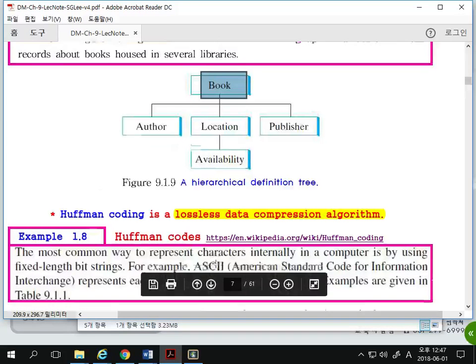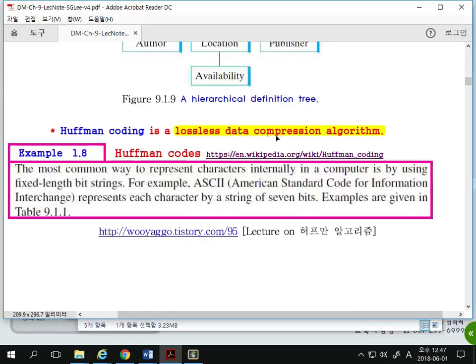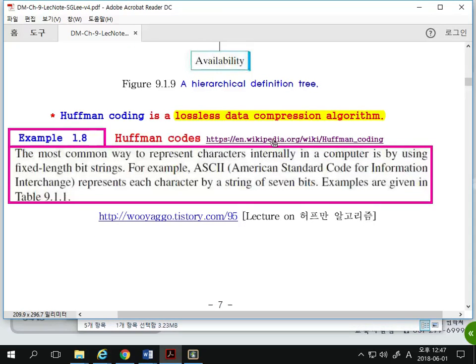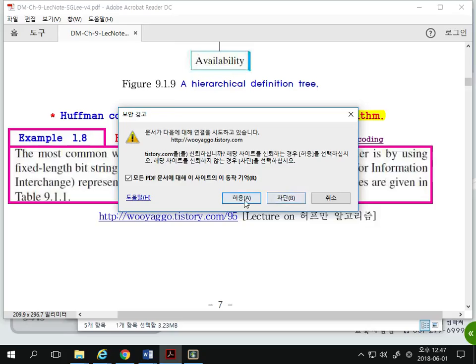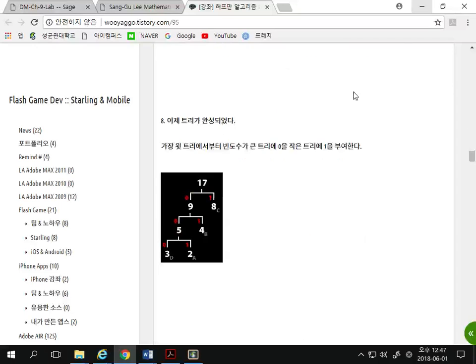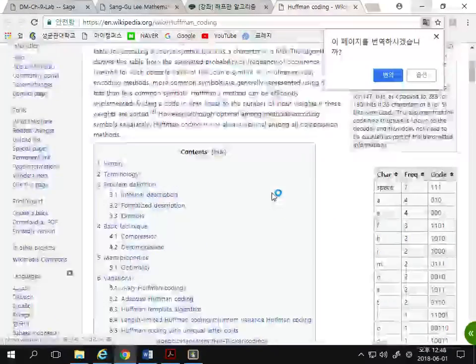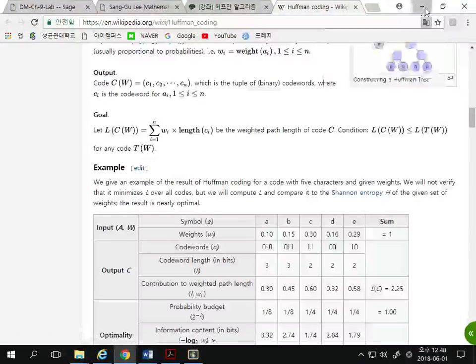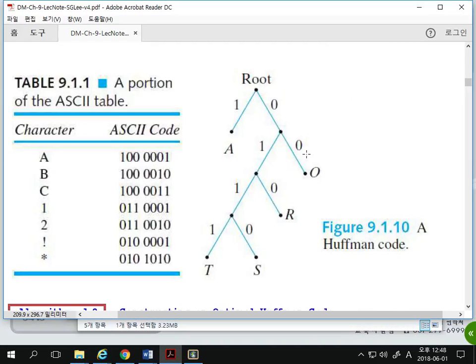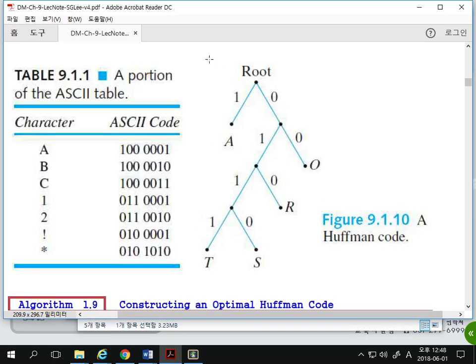Okay. Huffman code is a lossless data compression algorithm. There is a detailed explanation in Wikipedia, and there are also many good lectures on Huffman's algorithm that you can easily find. There is enough information. Okay, I will show the example of Huffman code.